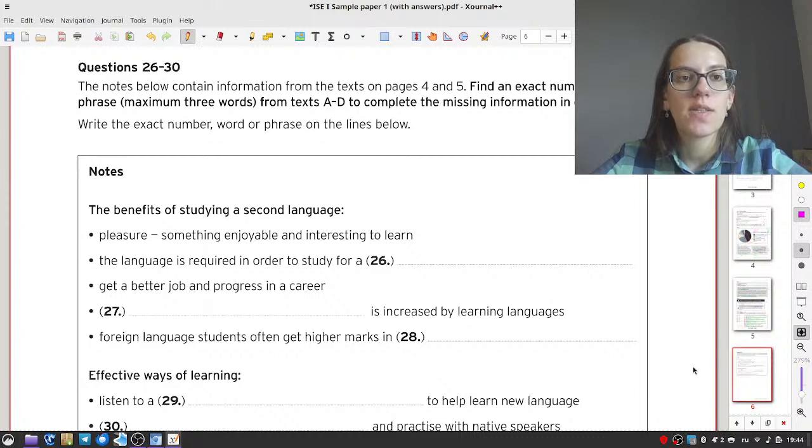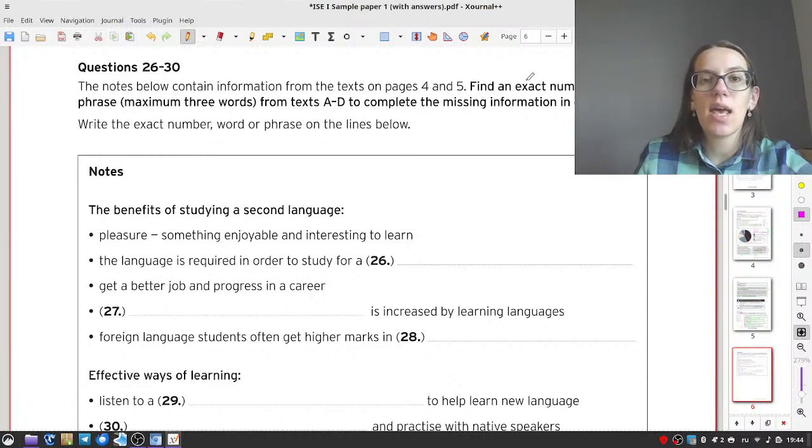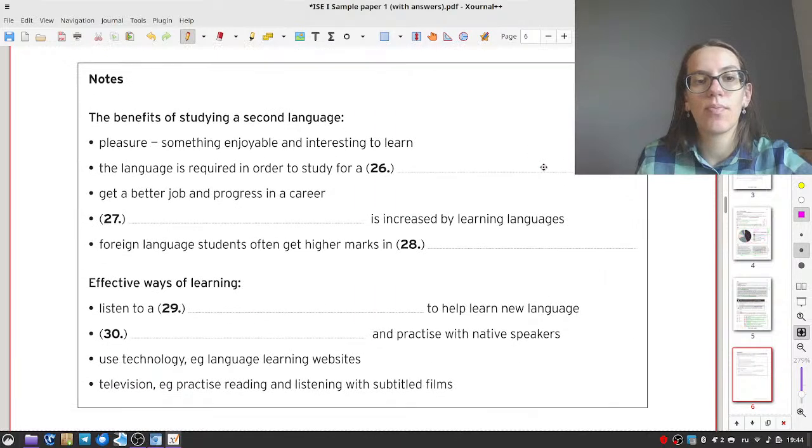So questions 26 through 30. Let's read the task. The notes below contain information from the text on pages 4 and 5. Our 4 short texts, yeah. Find an exact number, word, or phrase. Maximum 3 words from texts A through D to complete the missing information in gaps 26 through 30. Write the exact number, word, or phrase on the lines below.